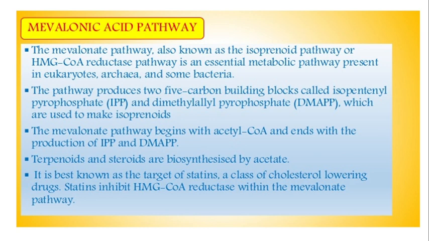And when we look stereochemically at mevalonic acid, only the R form of mevalonic acid gives rise to terpenoids, and the S form appears to be metabolically inactive. So the S form of mevalonic acid is inactive; only the R form gives the terpenoids. The mevalonate pathway begins with acetyl coenzyme A and ends with production of isopentenyl pyrophosphate and dimethylallyl pyrophosphate.